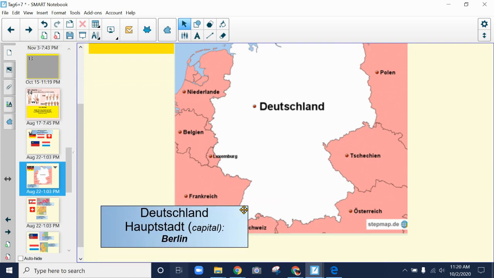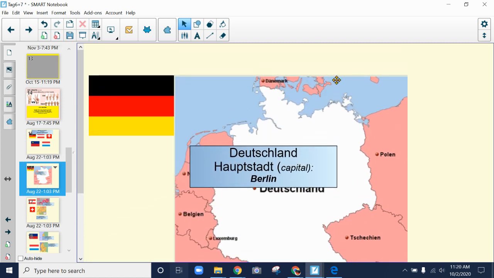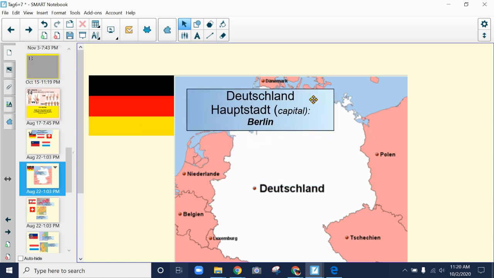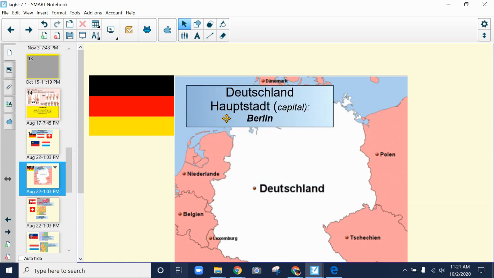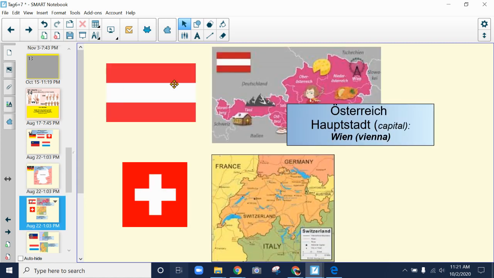And the most important thing that you need to remember and write down next to the flag, so draw the flag, you can color it or you can write in the colors. So Deutschland, Hauptstadt ist Berlin. So the capital is Berlin. You can pause this video and write that down.